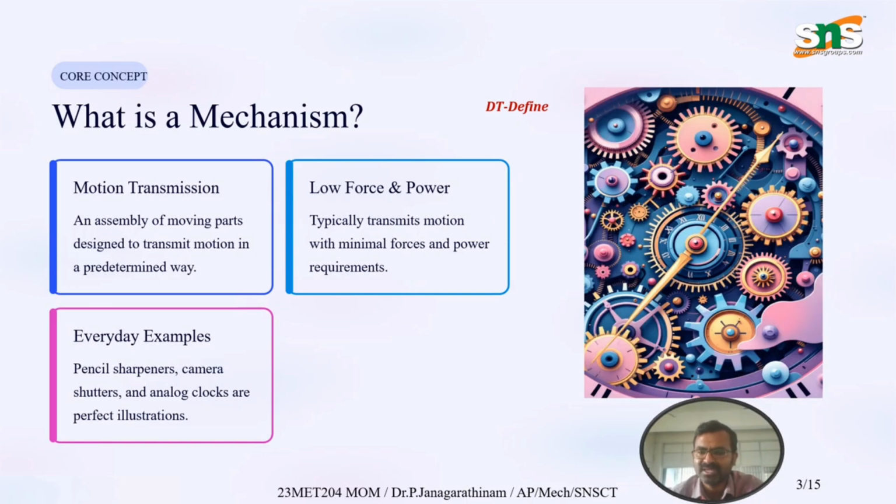First of all, what is meant by mechanisms? A mechanism is something we use to transmit motion, power, or energy. This is the general term. A mechanism is an assembly of moving parts designed to transmit motion in a predetermined way, and we apply a lower force to attain a higher force. What are the basic everyday examples? Pencil sharpeners, camera shutters, and analog clocks are perfect illustrations of mechanisms we use in our day-to-day life.